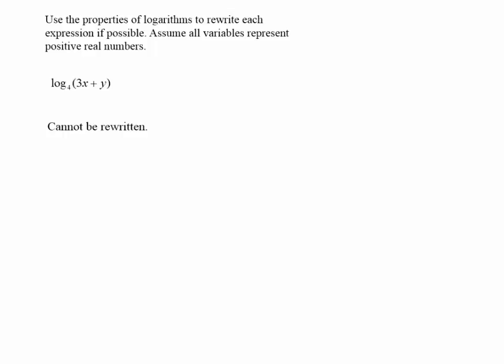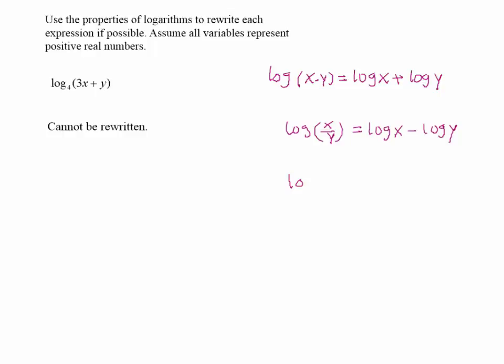Use the properties of logarithm to rewrite each expression if possible. Assume all variables represent positive real numbers. Here we have log of 3x plus y. Let's take a look at all the properties that we learned so far. If I have a product, x times y, I can expand this to log of x plus log of y. If I have a quotient, x over y, I can write this as log of x minus log of y. If I have a power, x to the power of r, I can expand this as r log of x. These are the 3 that we learned: product, quotient, and power.